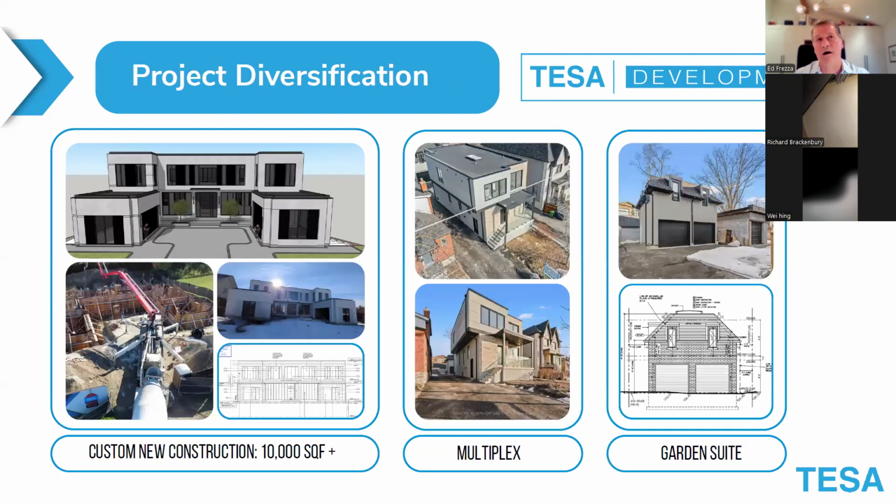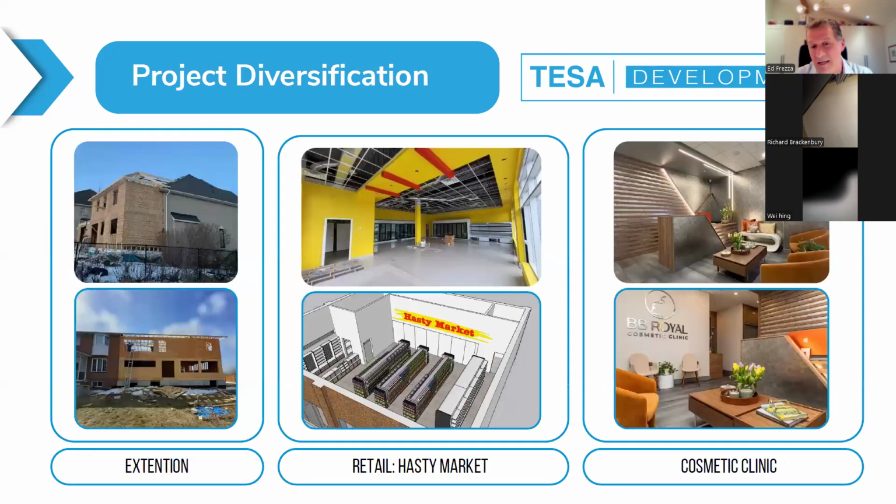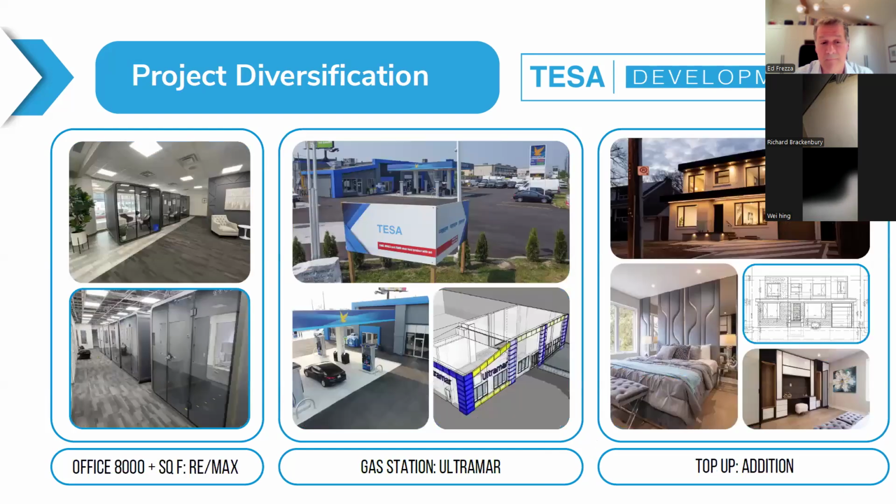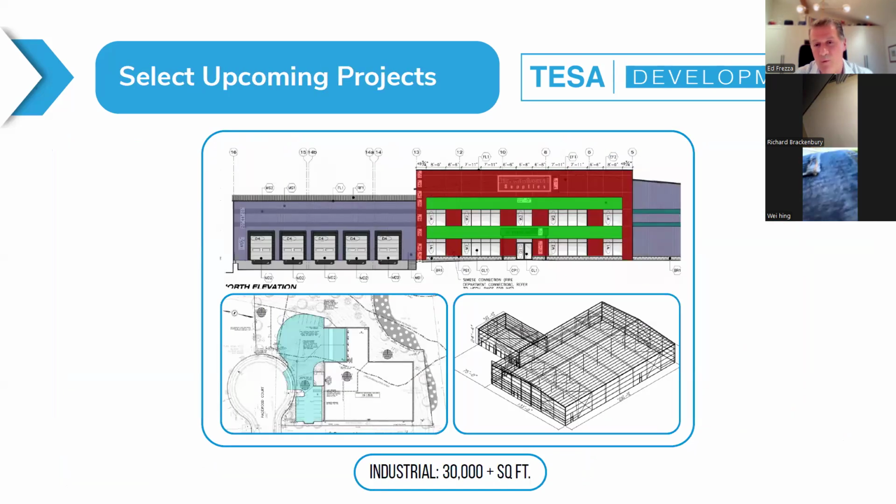So this is an example of our project diversification. Of the 100 or so projects that we've done in the past, we've crossed various different types of properties. Here we're showing you a property that we're currently finishing off, a 10,000 square foot high-end custom home in Richmond Hill. We've done multiplexes, garden suites, additions, extensions, and retail. An example on the right is a build out of a cosmetic clinic. On the left there, a build out of an office space. We've done a gas bar, a gas station, and we're also finishing up a 30,000 square foot industrial.